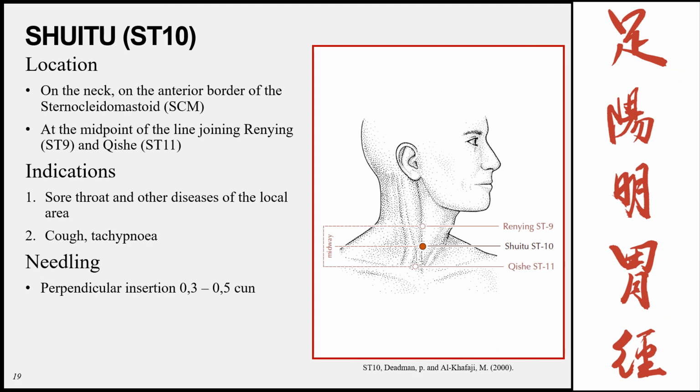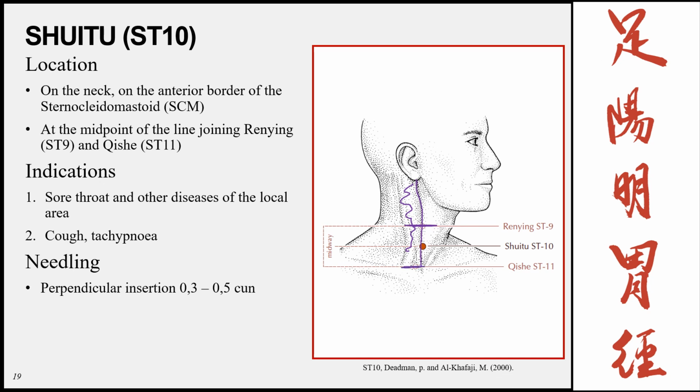The next point is shui tu, stomach 10. So this point is also on the neck, and it's on the anterior border of the sternocleidomastoid. So here's the sternocleidomastoid, as we've talked about many times before, and we're going to look for its anterior border over here. And then along the anterior border, it's got to be at the midpoint of a line joining ren ying, which was stomach 9 over here, and qi she, stomach 11, which we'll do next over here.